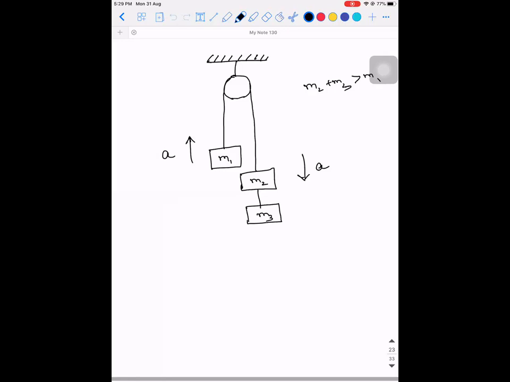So how to do? How many blocks are there? 3, sir. So 3 blocks, 3 free body diagrams. How many strings are there? Two strings. 2 strings, 2 tensions. Okay. So let's start with M1. For M1, what is going to happen?